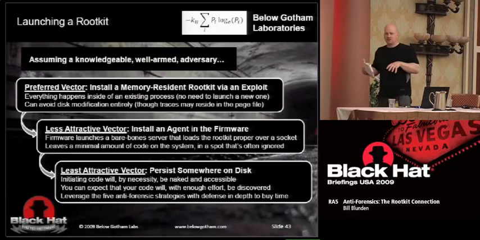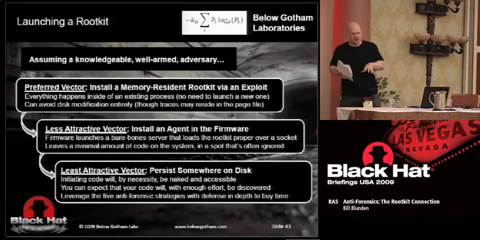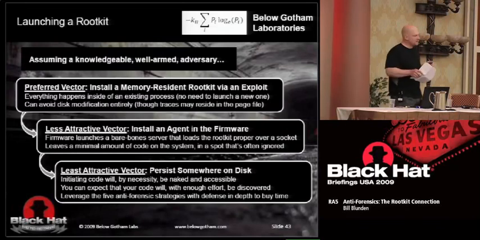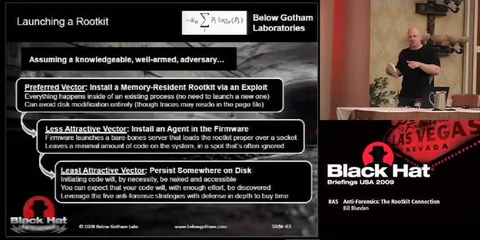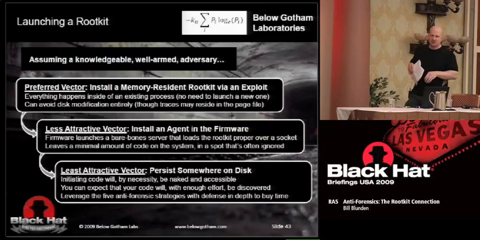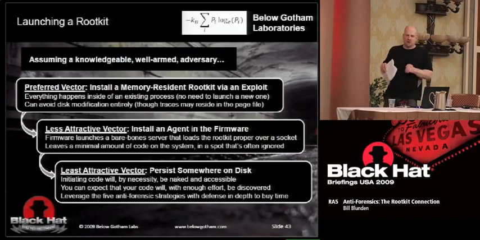Now, if that's not feasible for whatever reason, fine, okay. Another approach would be to maybe load an agent into the BIOS, modify the firmware somehow, so that when you reboot, this agent will load and then receive the primary part of the rootkit over a network connection and then load that into memory. The problem with that kind of approach is you might avoid the disk, but now you've created a new process.